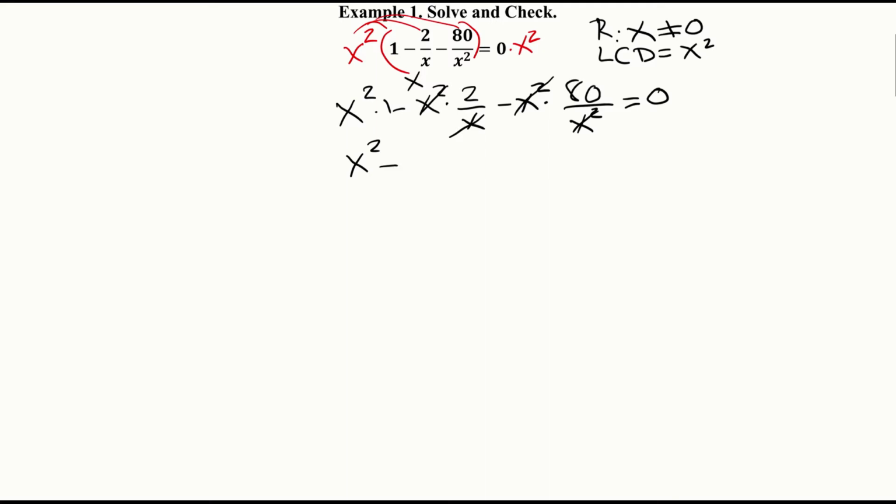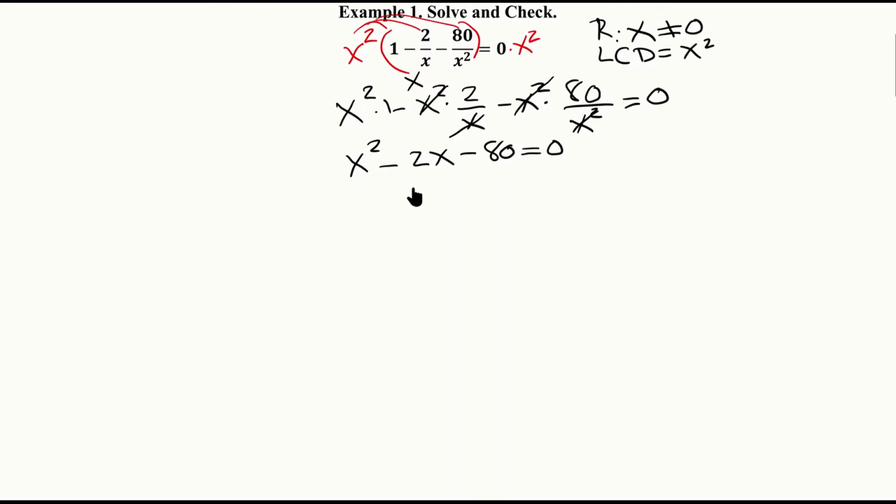minus 2x minus 80 equals 0. Now this equation has now obviously been transformed into a quadratic equation, which we can now proceed to solve.